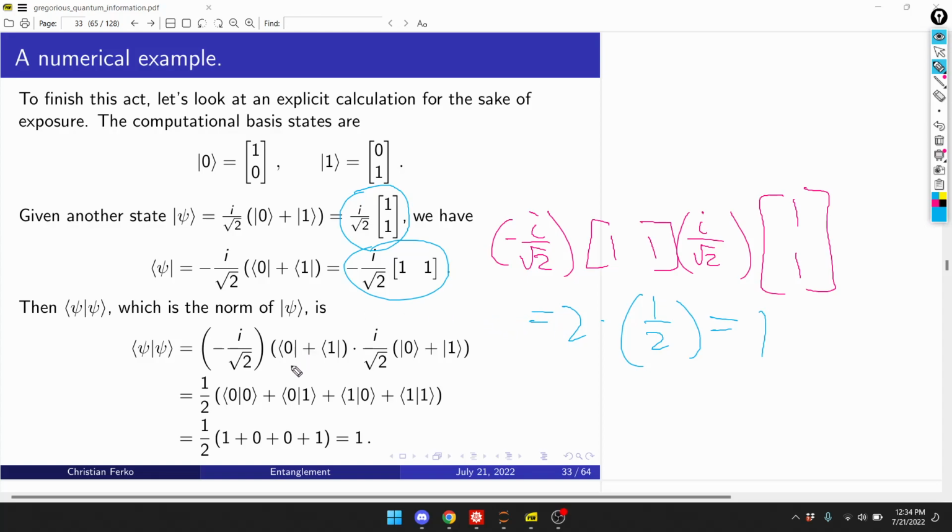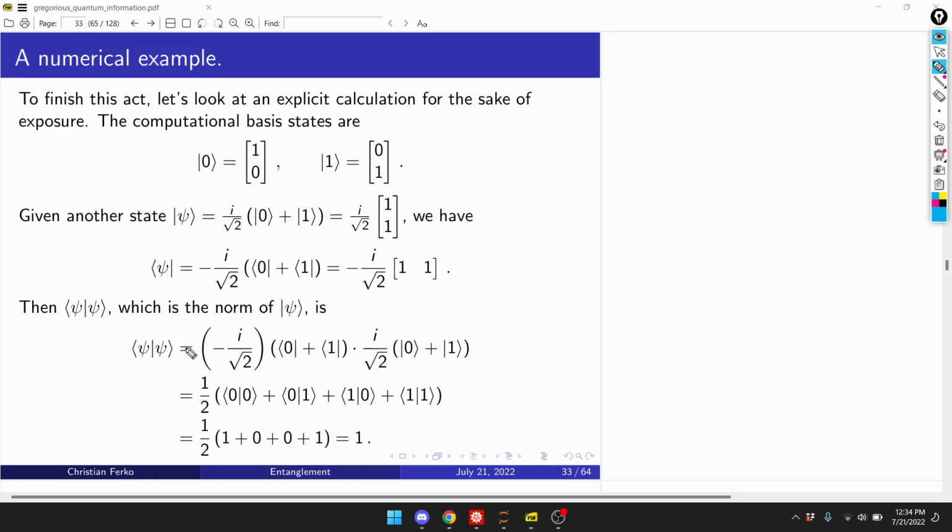Let's see the same calculation in terms of kets and bras. So let me write it out here. Well, I already have. So I take the minus i over root 2 times the row vector written in terms of bras. So these are the bras 0 and 1. I multiply that by this guy in terms of kets, 0 and 1. And then I just distribute. The 0 guy comes in and hits this 0, so that gives me this. He comes in and hits the 1, and I get this, and so on. And now these are orthonormal basis states. Orthonormal means 0 with 0 is 1, 0 with 1 is 0, 1 with 0 is 0, and 1 with 1 is 1. So I get a half times 2, which is 1, which matches the other calculation.